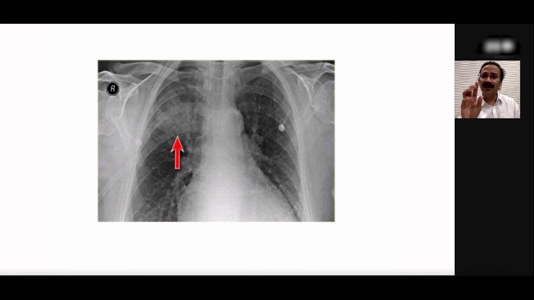At this moment, let's try to finish the understanding of the perspective. So this is a patch, an inhomogeneous opacity, right upper zone. We can see it. He comes with symptoms of cough, fever, breathlessness, and so on and so forth. And we would treat it with antibiotics.